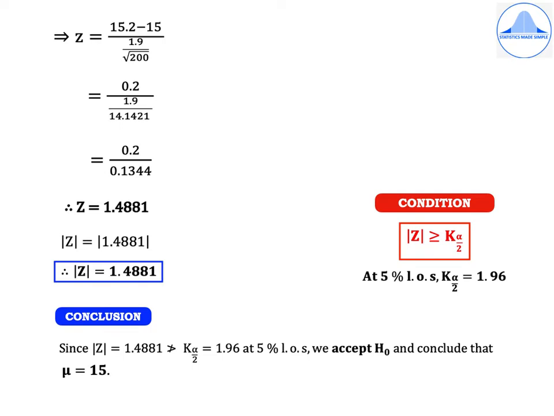So the conclusion is quite simple. Whenever mod z is greater than or equal to k alpha by 2, we reject h naught, otherwise we accept h naught. So the final conclusion, since mod z is equal to 1.4881 is not greater than k alpha by 2, which is equal to 1.96, at 5% level of significance, we accept h naught, and when we accept h naught, we should write whatever is there under h naught and conclude that mu is equal to 15. When you solve a few problems, you will get used to how to write the conclusion.